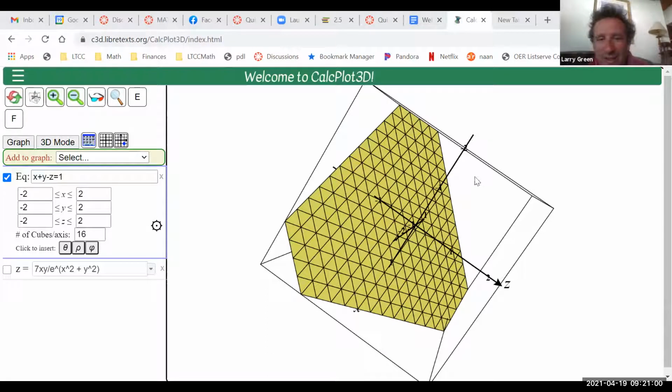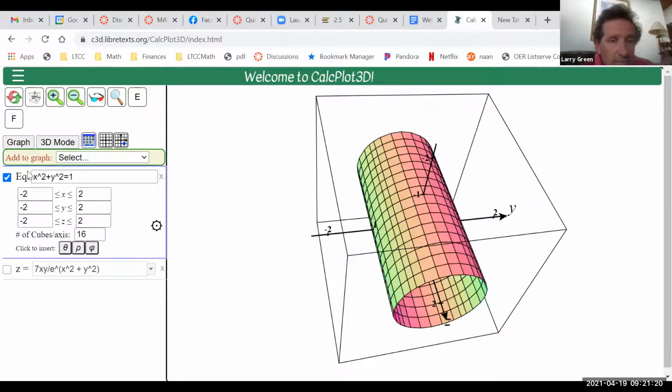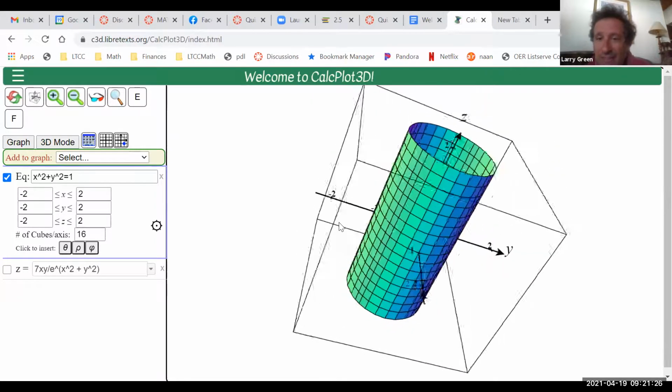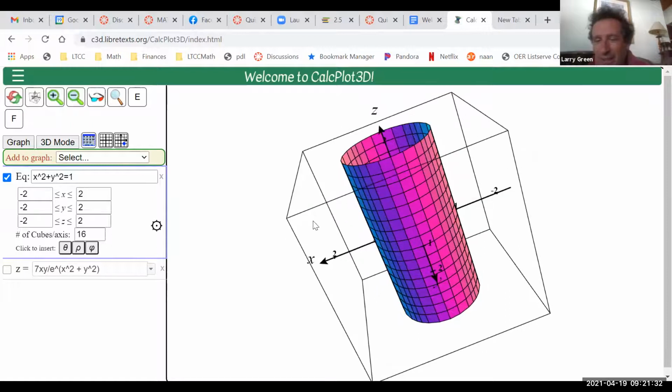So let's do the one that you're all used to. How about the right circular cylinder of radius 1, x squared plus y squared is equal to 1. My guess is you're used to this, right? If I asked you what the shape of this was, what do you call this? Am I right that all of you would have said cylinder? I hope so.